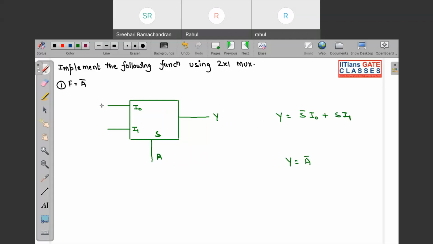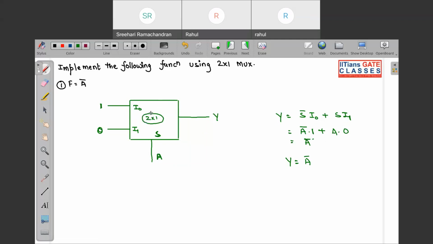So if I take I0 is equal to 1 and I1 is equal to 0, then what will I get? A complement into 1 plus S, which is A, into I1. So I1 is 0. So you get A complement. So for this combination, you will be getting an inverter. So this is the implementation of an inverter using a 2x1 mux.